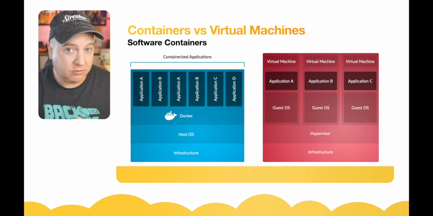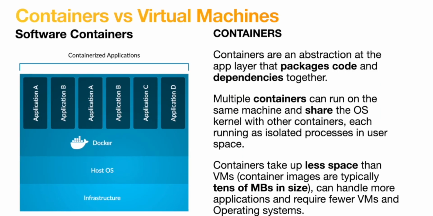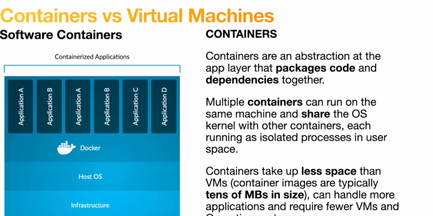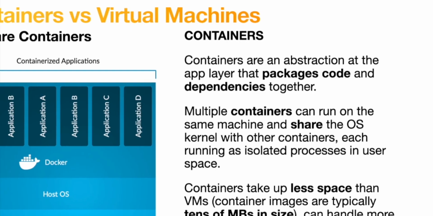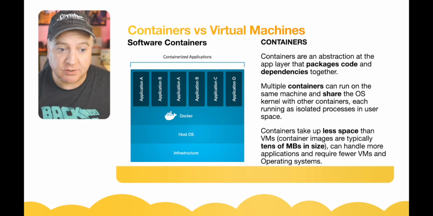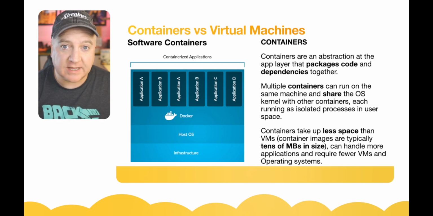Containers, on the other hand, are a lot thinner, a lot smaller. Containers are an abstraction at the app layer. They package code and its dependencies together, so all the libraries and binaries are in the same container. You can have multiple containers that run on the same machine and share the OS and kernel with other containers, each running as isolated processes in user space. Containers take up less space than VMs. Typically, it's in megabytes rather than gigabytes, and they can handle a lot more applications and require fewer VMs and operating systems.